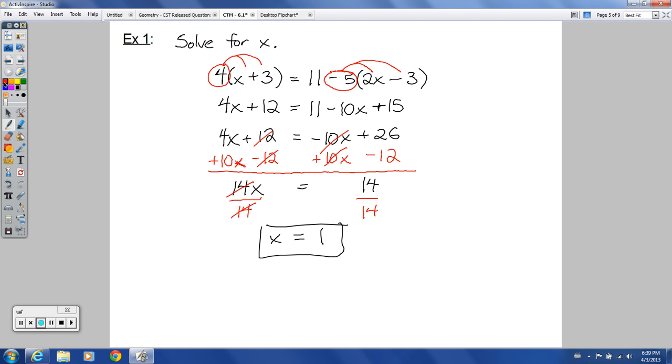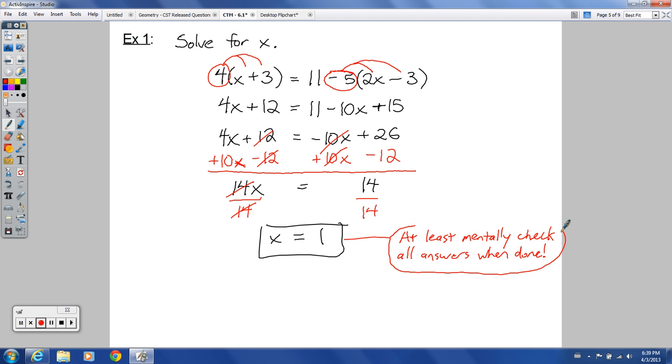And I do want to make a note, at least with this first one, that you should do this. So in the different color, you should always, with equations when possible, at least mentally check all answers when done. Yes, that's an exclamation point. I'm adamant about that. You must do it. It's going to help you. You're not going to get things wrong if you do that. Or at least you'll know if you made a mistake at the very least.